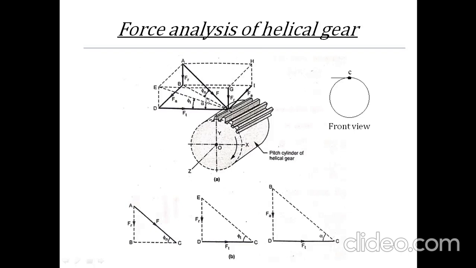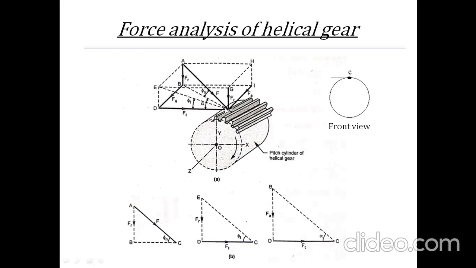Alpha is the helix angle, or angle made by teeth to the axis of rotation. From triangle BDC you can find out angle alpha, and that plane BDC is on the bottom surface of this cube. The bottom surface is BDCI. This triangle lies on the bottom surface of the cube. So in triangle BDC, you can find the angle alpha.